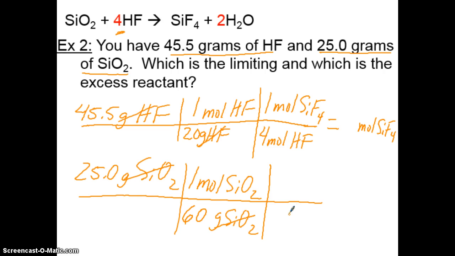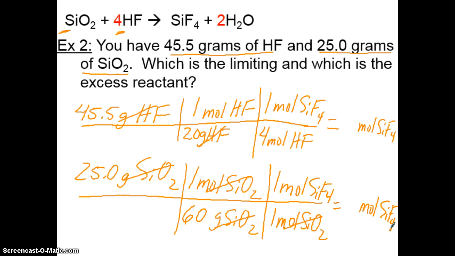Yippee! We're going to use 1 mole of SiO2 down here. We got that from our coefficient. And then we're going to change it. We have to change it to the same product. So we're going to put 1 mole of SiF4 up here. Okay. So in both cases, we're going to end up with moles of SiF4. I know that last time we chose a different product, but mathematically it doesn't matter if we had chosen H2O or SiF4.